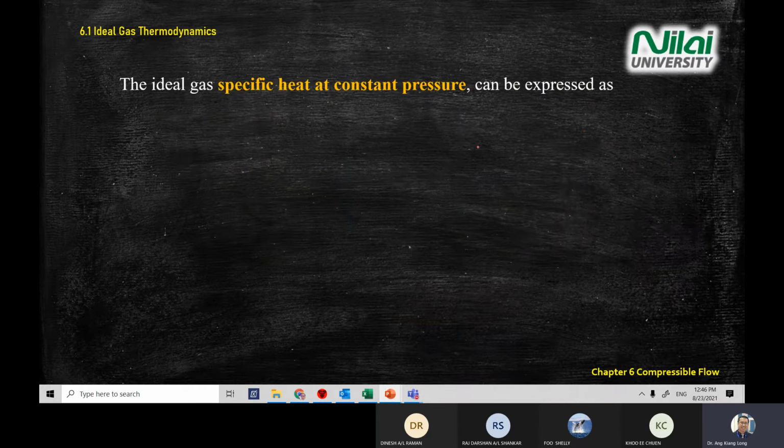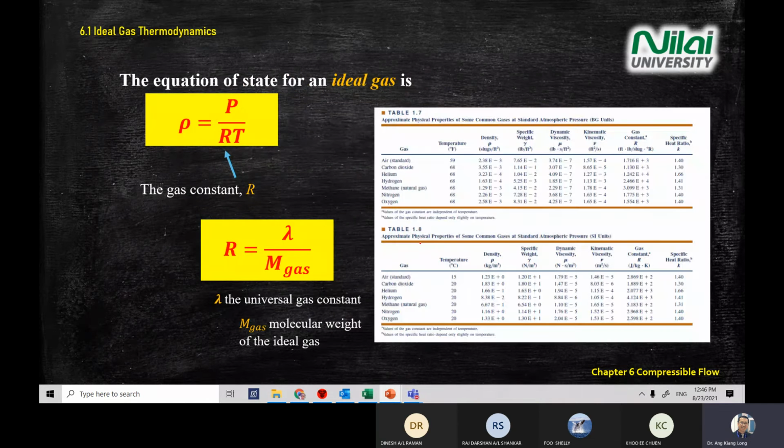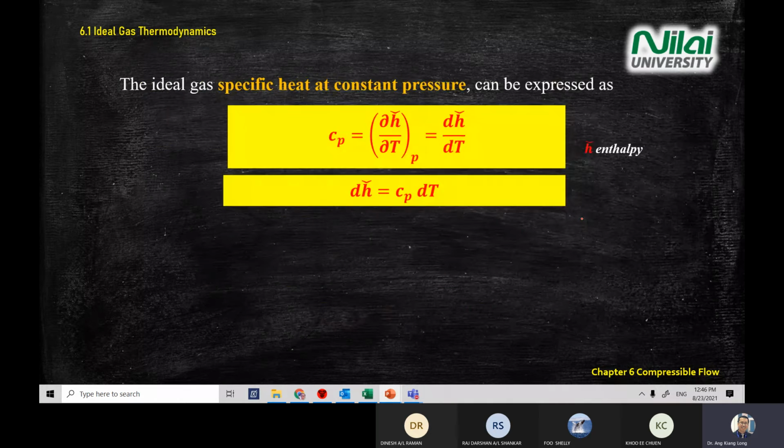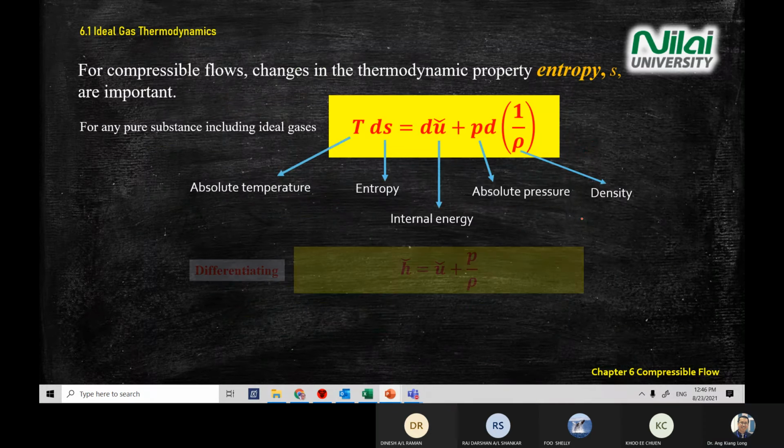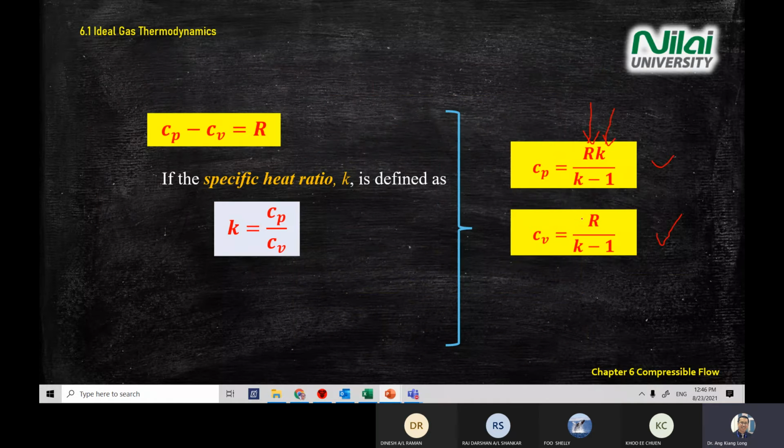The table I'm referring to is table 1.8. Once you have your R value and your K value, you can find the Cv and Cp values by using these two equations. So I just showed you how to find values for Cp and Cv. When you come to the final exam, you will see table 1.8. You are given the R value and the K value, so you can find Cp and Cv.